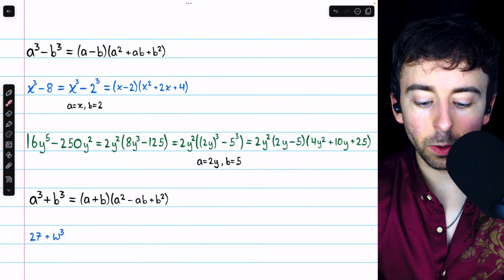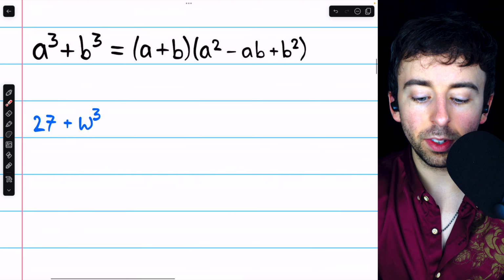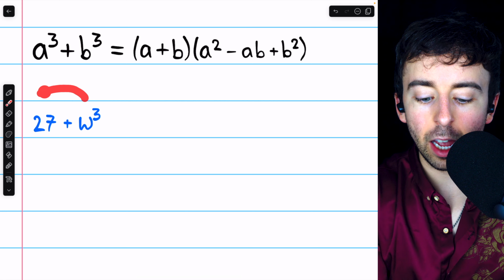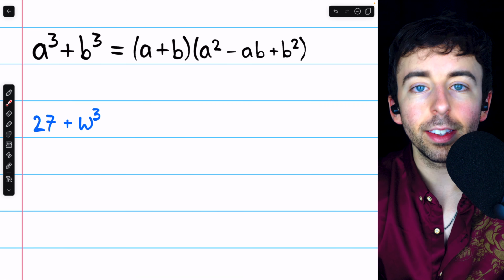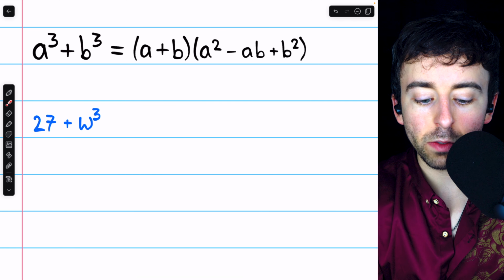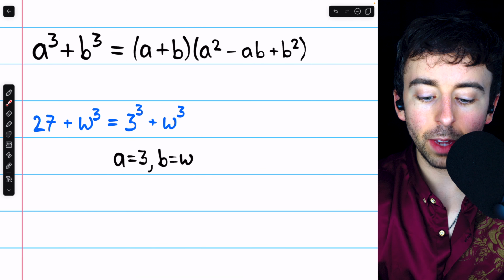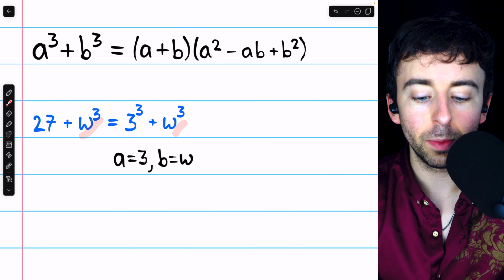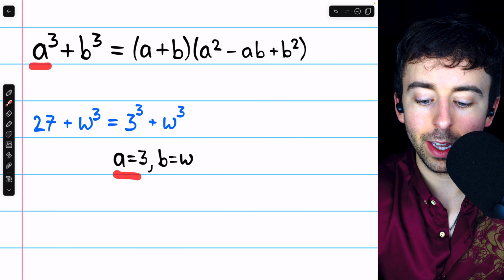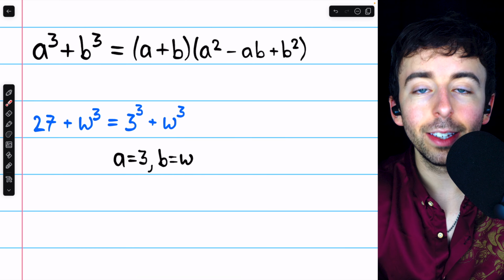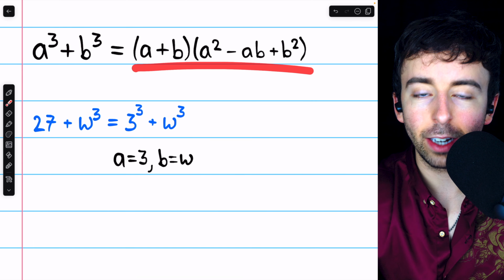Now we'll do a similar example with the sum of cubes. Again, this is the sum of cubes factorization. In this first example, we have 27 plus w cubed. Hopefully you can recognize the cubes here. 27 is 3 cubed, and of course w cubed is w cubed. So a, the first thing being cubed, is 3, and b, the second thing being cubed, is w. Now we can apply the factorization.